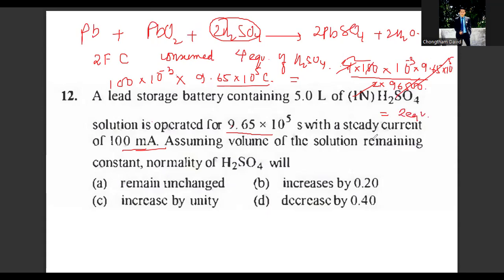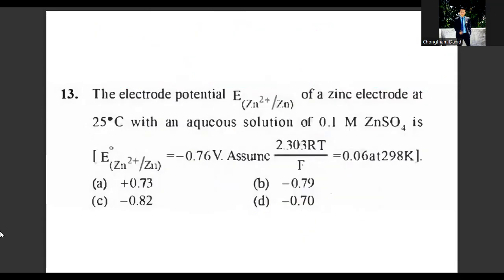So there is a decrease in the normality. Initially you have 5 liter, so now you have only 2. So 2 equivalents means a decrease by a factor of 2 by 5. 2 by 5 is nothing but 0.40. So D would be the answer for this question. It is a concept question based on Faraday's law and batteries. Now let us read question number 13.